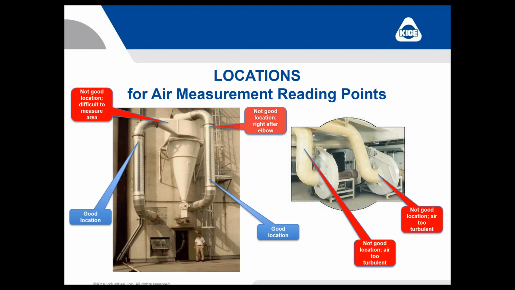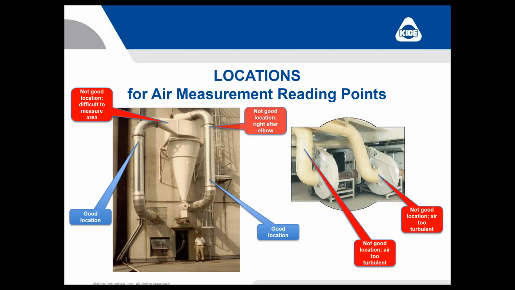And using Kice installed equipment as an example, I'll pick a few more places to show not good and good locations. The cyclone on the left, I've got a call out to not good location, difficult to measure the area. Again, when you have something that transfers from round to rectangular, and then you drill a hole in it and you put the pitot tube in it, it's going to be difficult to really figure out where you're measuring. So in a transition in a rectangular to round, or even a round to round, it's difficult to find a good point because you're going to need to know that area.